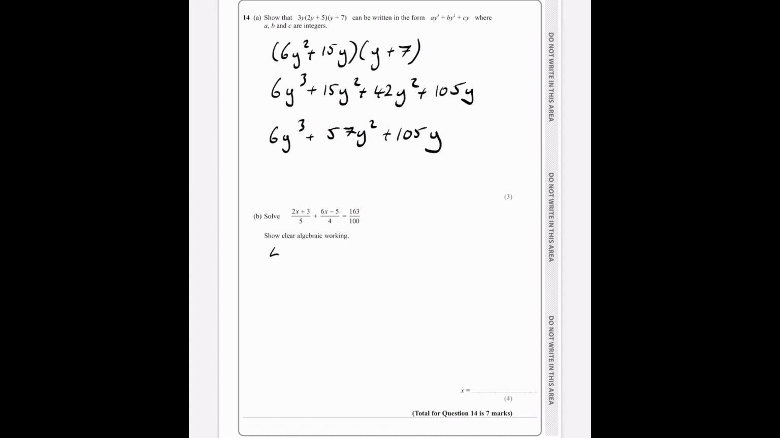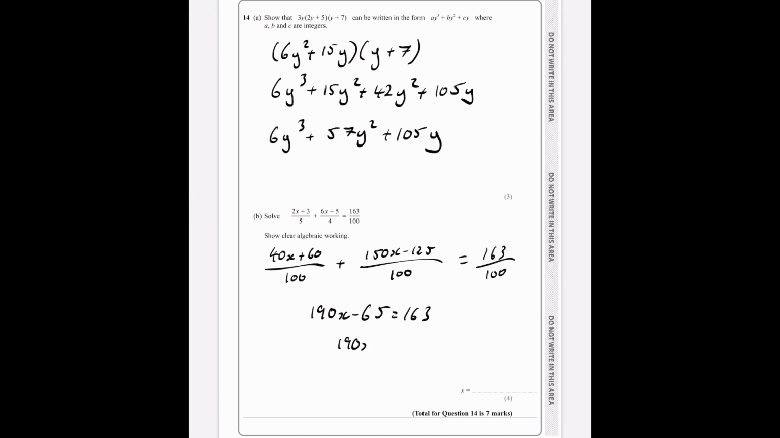For the fractional equation, I've just gone for a common denominator approach of all three fractions. That's not the only way of doing this one. You could have done it in a few different ways. Anyway, the first fraction, I've multiplied the top and bottom by 20. For the second one, I've multiplied the top and bottom by 25. And therefore, everything is written over 100. Actually, I can just multiply everything by 100 here and get rid of all of the denominators. Collect the like terms, bring the non-x's onto the right-hand side and divide by 190 to get that x is equal to 1.2.